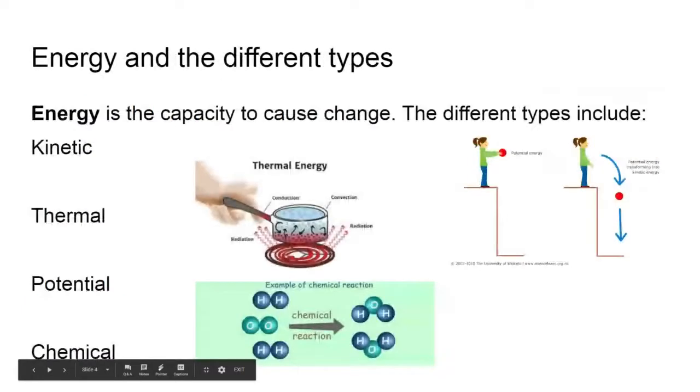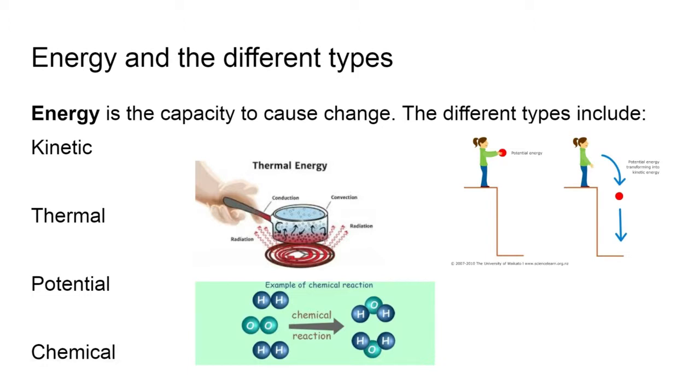So energy and the different types. Energy is the capacity to cause change, and there are different types, which are kinetic, thermal, potential, and chemical. Over here on the right, we have the girl holding a ball, which is potential energy, which is stored energy. And then we have her dropping the ball, and you see it falling, which is kinetic energy, which is energy of motion. Thermal energy over here is using heat, and chemical energy is using energy from breaking chemical bonds.